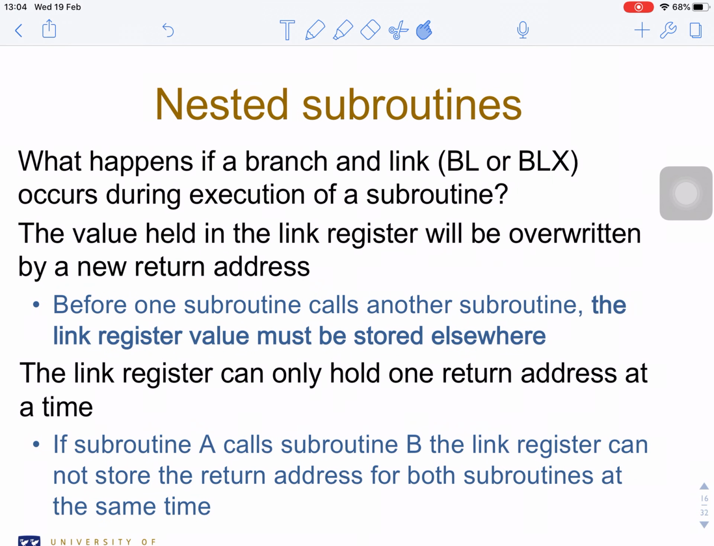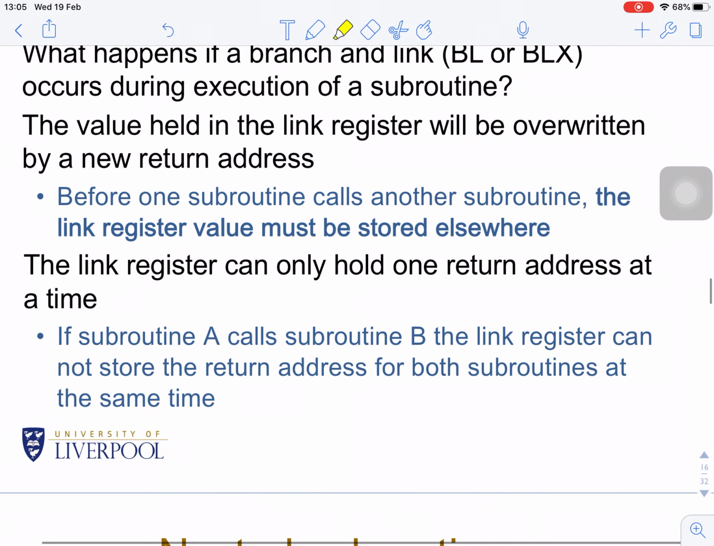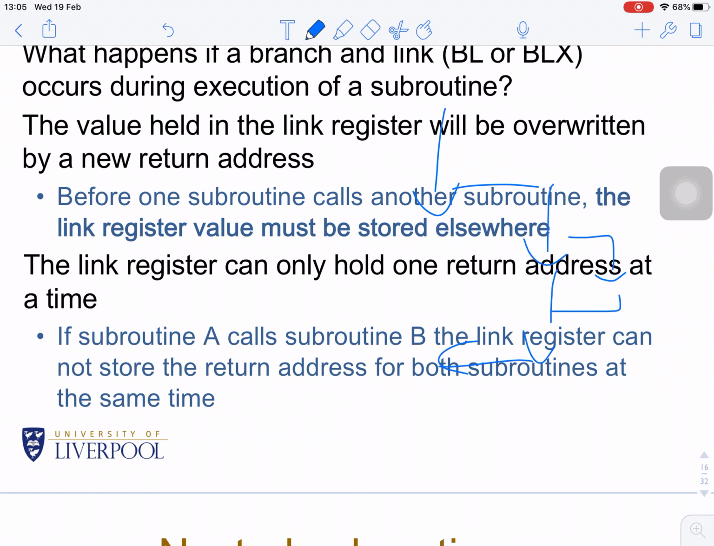The next issue: if a branch with link occurs during the execution of a subroutine, the value of the link register may be overwritten by the new return address. Before one subroutine calls another, the link register must be stored somewhere, because it can only hold one return address at a time. If subroutine B is called, the link register cannot store the return address for both. With nested calls, you must do that; you cannot update it elsewhere.